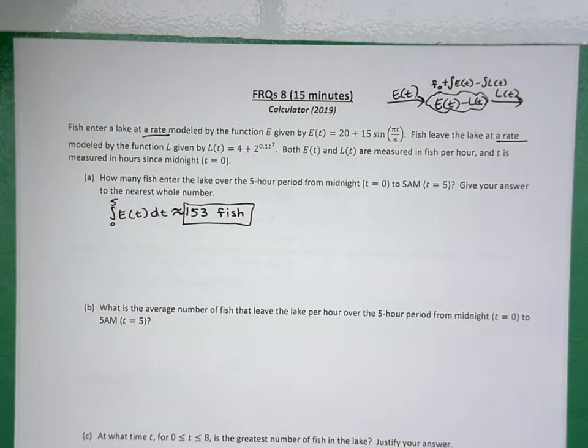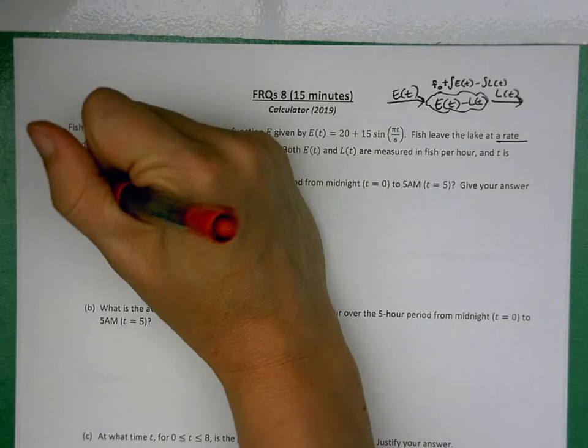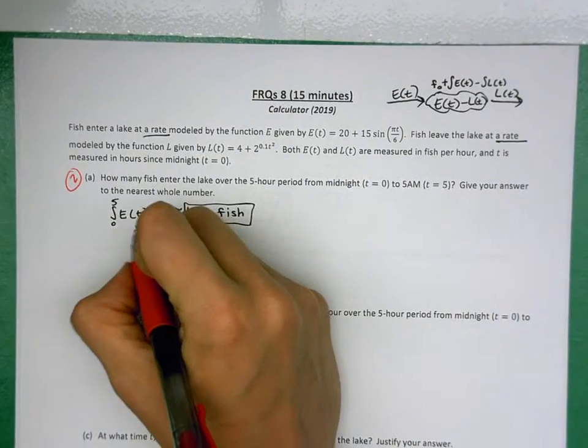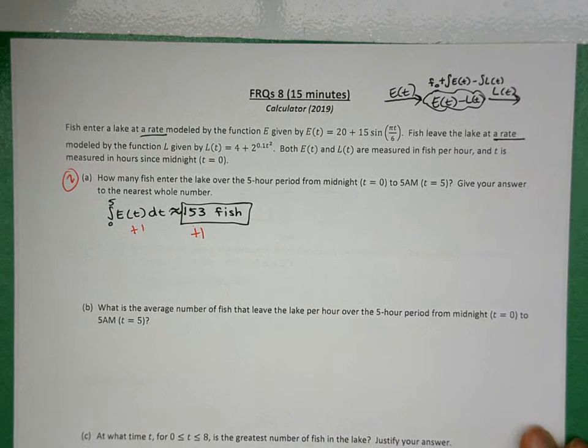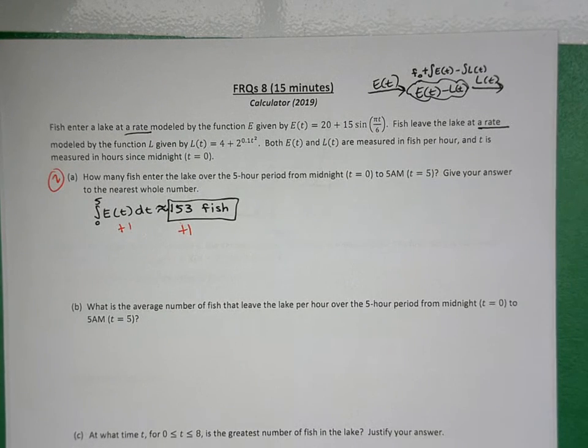Okay? This one, this particular year, was worth 2 points. 1 point was for the integral, 1 was for the answer. Okay? B, what is the average number of fish that leave the lake per hour over the 5-hour period?